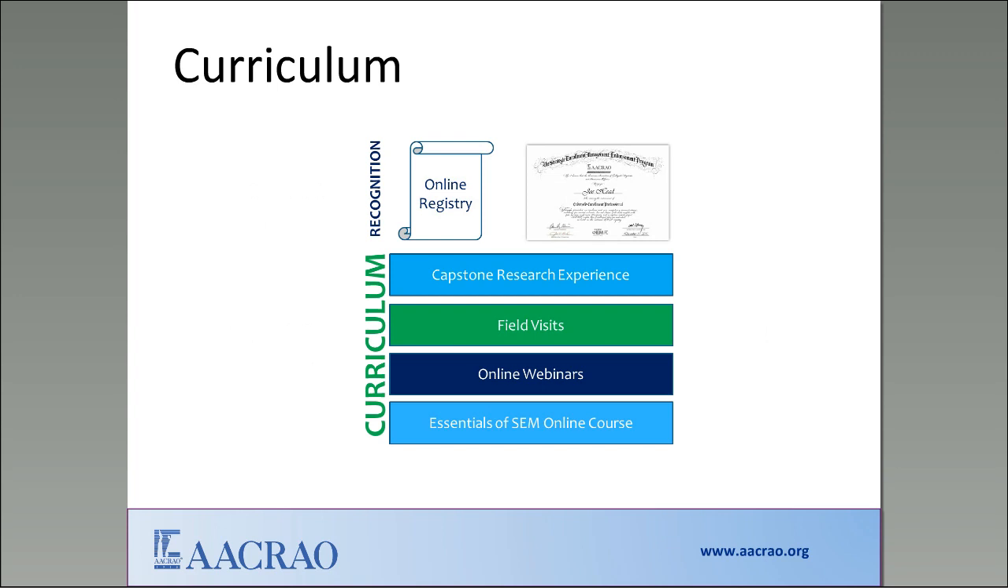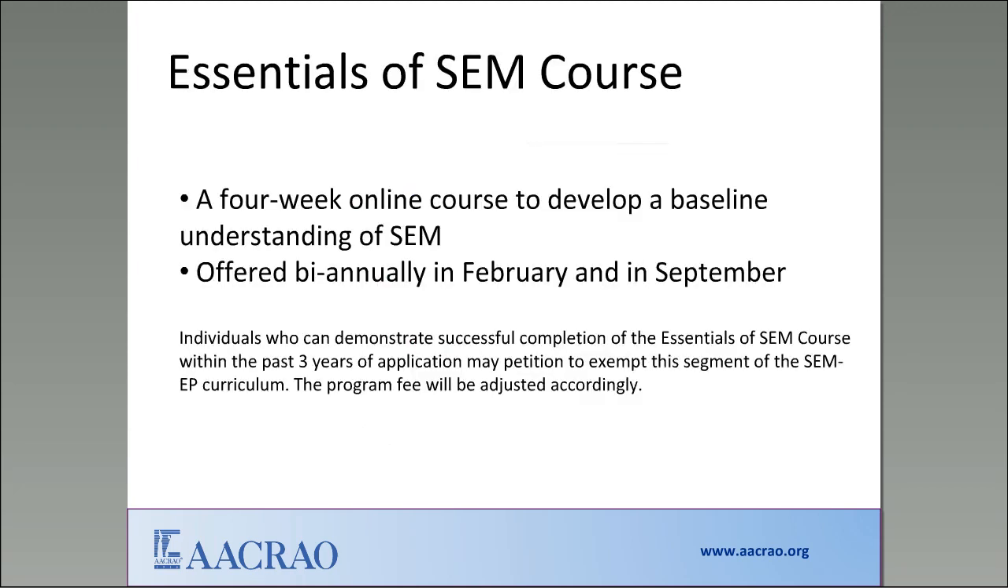I'm going to jump now and talk about the actual curriculum. There's four components that are included, and then I'll finish that up with talking about the two recognition opportunities that come with completion of the endorsement. So the four components, as you see listed there, are the Essentials of STEM online course, some online webinars, field visits, and then a capstone research experience. And typically, most students will start with the Essentials of STEM online course, depending on the time of year that they enroll, and then everybody finishes with the capstone. The field visits and the online webinars can be done based on that person's schedule.